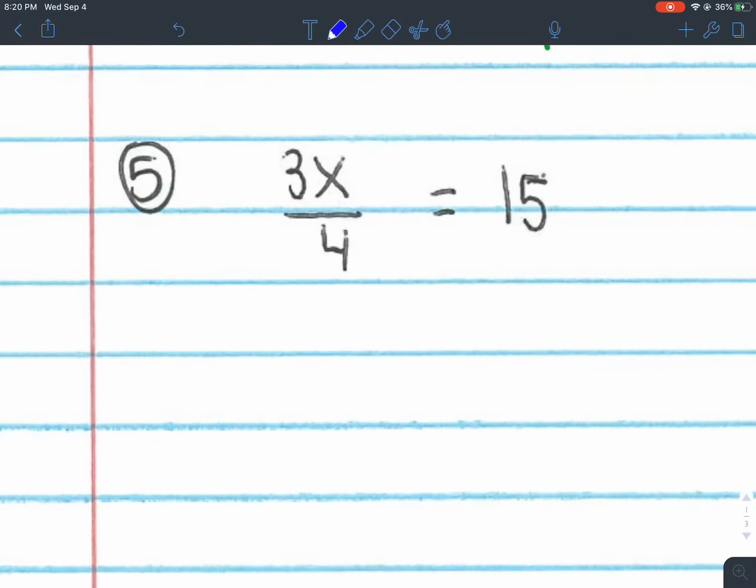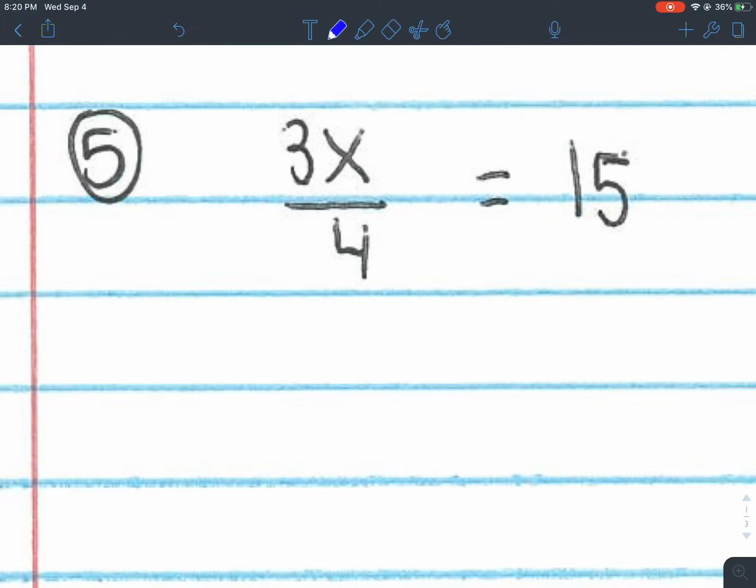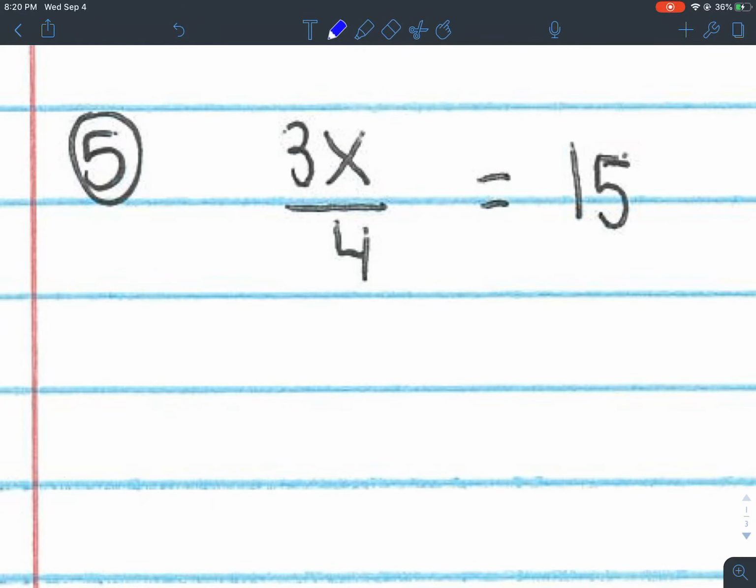All right, moving on to number 5. This one's a little bit different. We have 3x divided by 4 equals 15. Now I want to get rid of the 4 and the 3 because I do want the x by itself. So the first thing I'm going to do, well, the whole thing's being divided by 4. So in order to get rid of that 4 in the fraction, I'm going to multiply this whole thing by 4 over 1.